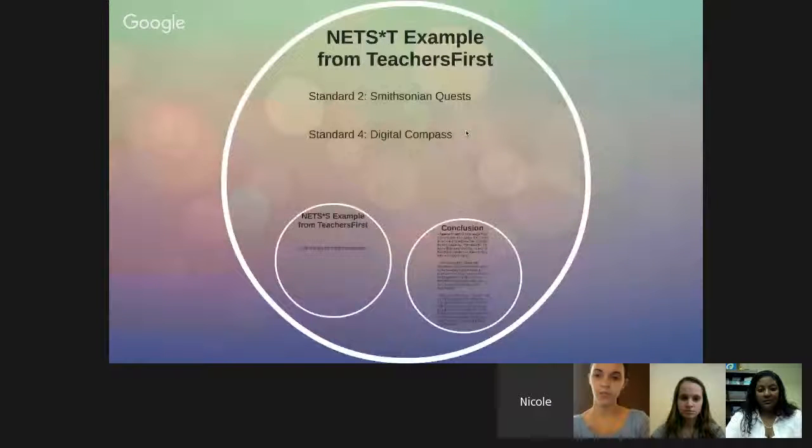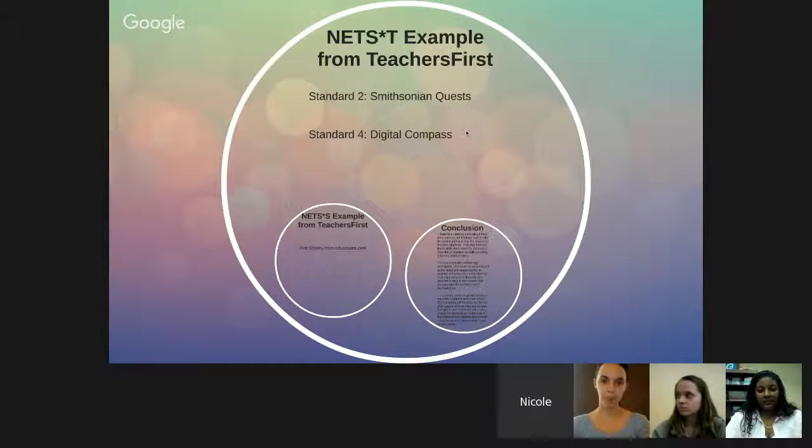For standard number 2, I found a website called Smithsonian Quests from Teachers First. This website has multiple quests that challenge learners and help students and teachers by giving them an opportunity to develop the skills necessary to be successful in today's world. It's kind of like a game, but there's flexibility in the quests, and they provide various subject areas for personal learning experiences. A student or teacher using this site can pick from social studies, history, English language arts, reading, or any other subject area they find interesting.